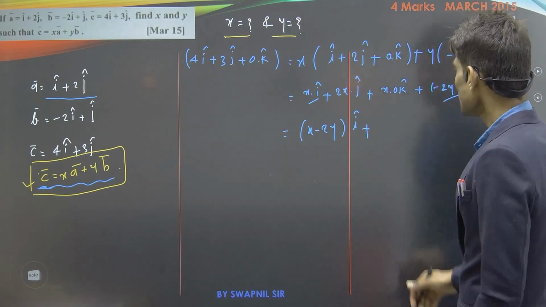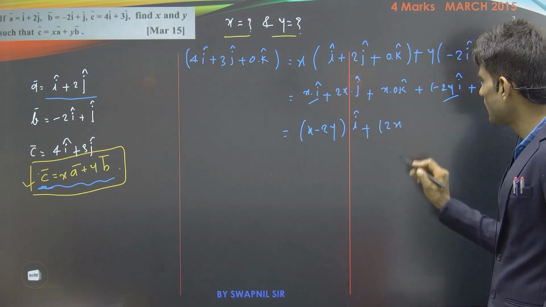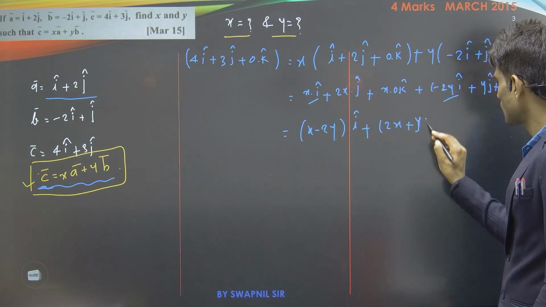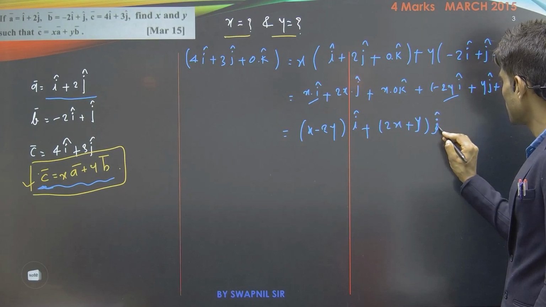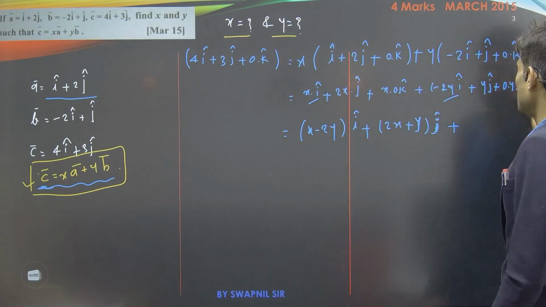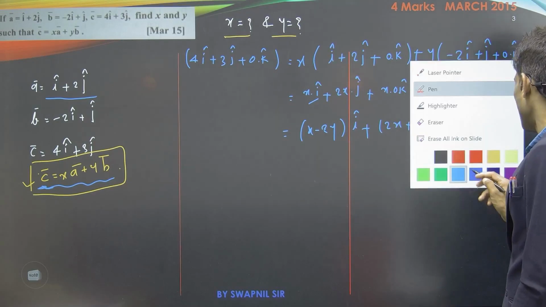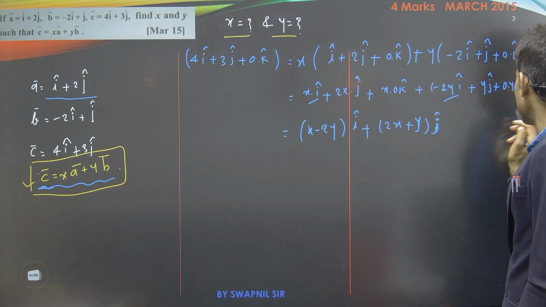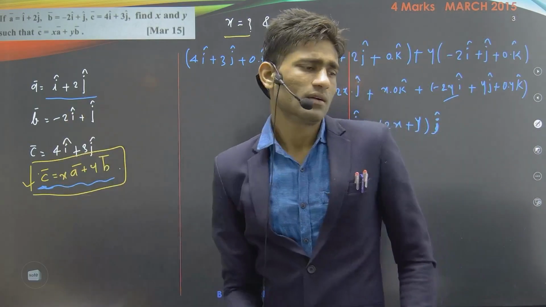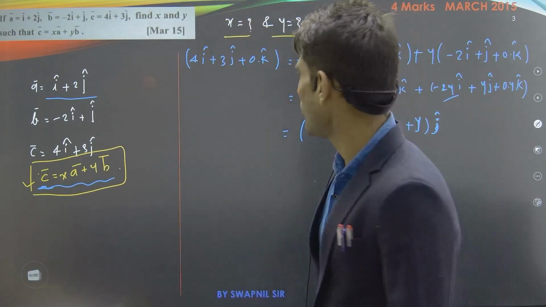For the j cap we have 2x into j cap, so 2x, j cap common, plus y into j cap, so plus y, and j cap common. And we already have 0 times k cap, but we don't have to take that 0 times k cap. Forget about it, because we don't have a k cap value for our position vector c bar. That's why I did not take it.